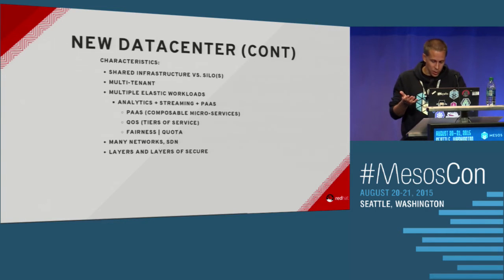Then there also needs to be the notion of fairness and quota, right? Which both exist now or will exist in some way inside of Mesos, right? But we can get into fine minutia if we want to around quota. Nowadays, the modern data center doesn't just have a flat L3 network. Right? There are many networks. Some are software defined, some are not, right? And there's also layers and layers of security, right? Especially if you're doing multiple independent subclusters within one larger cluster.